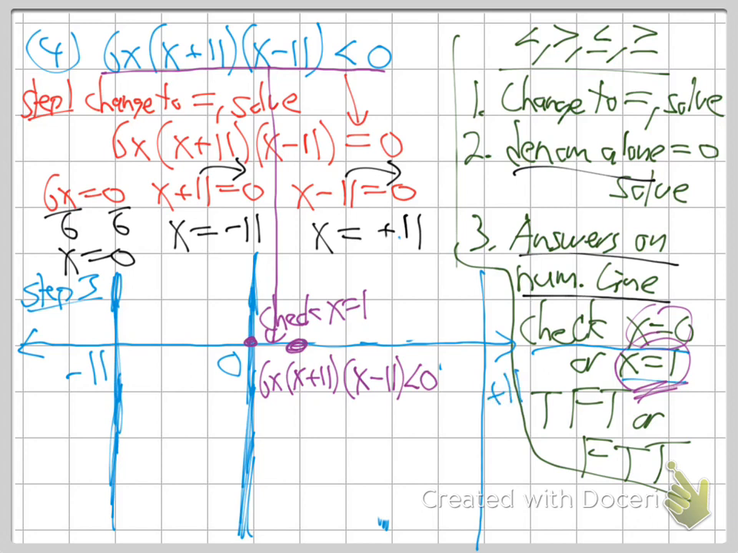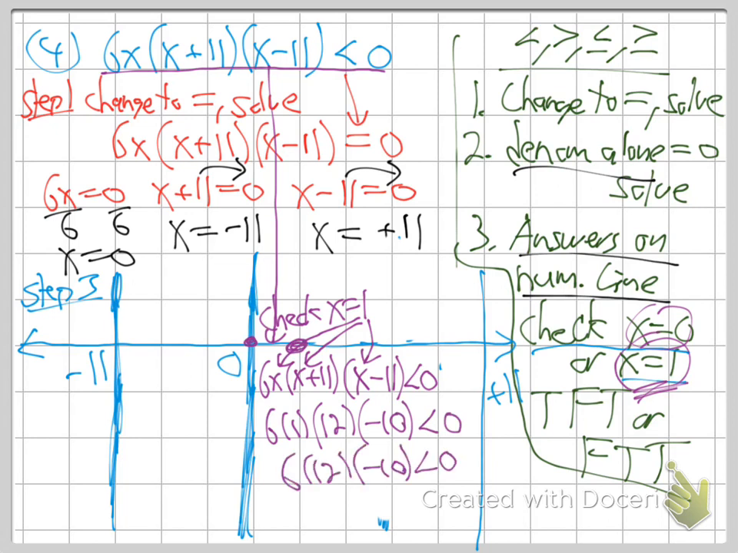So let's try it. Plug in 1, plug in 1, plug in 1. 6 times 1, you get 12, you get negative 10. So what's that? 6 times 12 times negative 10? I don't know what that is, but it's something negative, right? Look, it's a negative number. Whatever it is, it's negative. 720 or something.